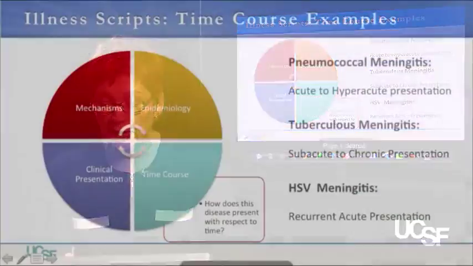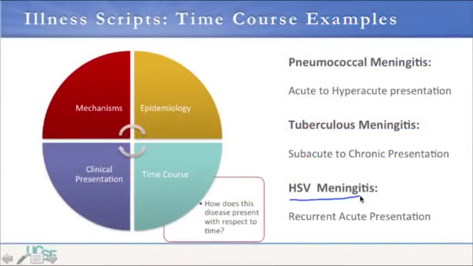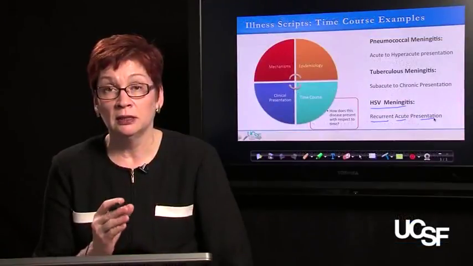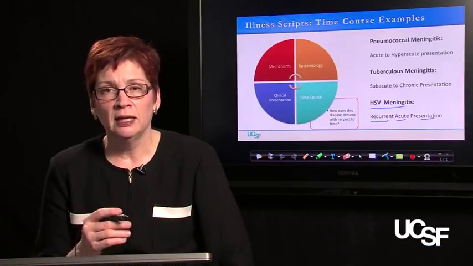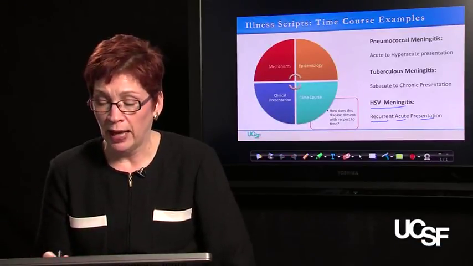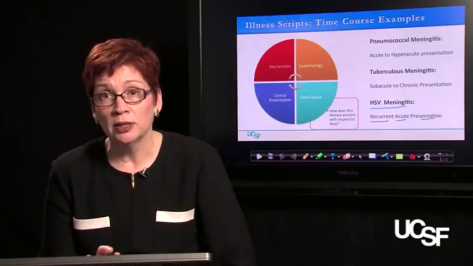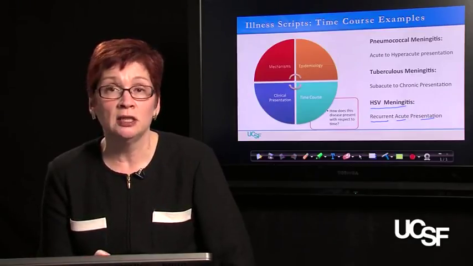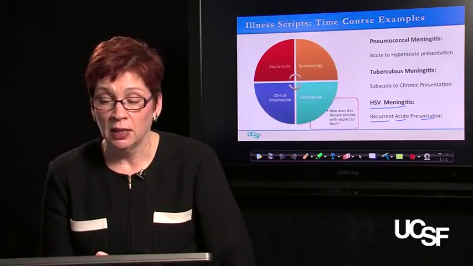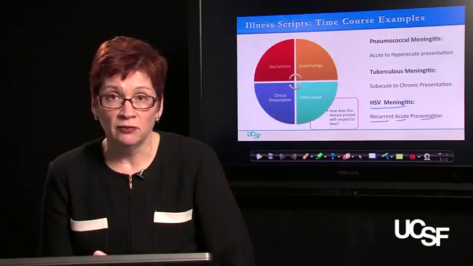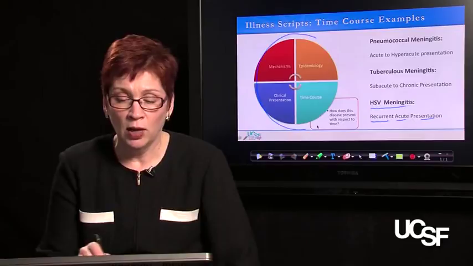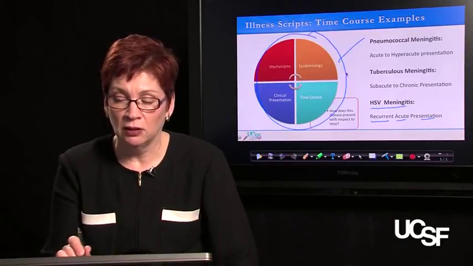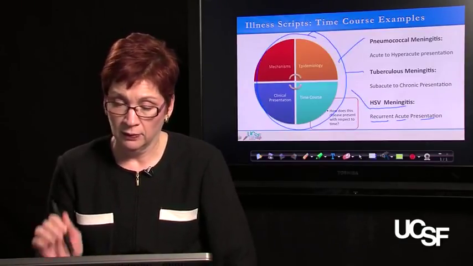Even more interesting is HSV meningitis, where we see a recurrent acute presentation. So the patient's symptoms come on dramatically. They're sick for a couple of days, then they're fine for months, and they might come back again. So it turns out time course and the way in which disease presents with respect to time can really help us narrow our differential diagnosis fairly quickly, as long as you understand what the illness script is for each of these diseases.